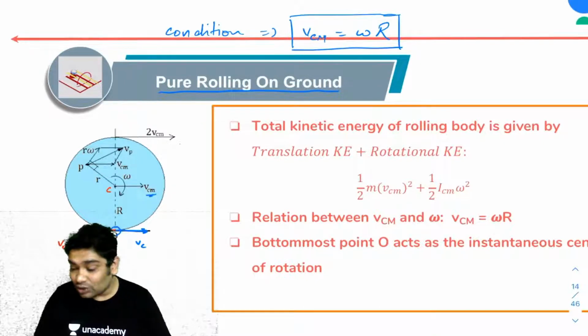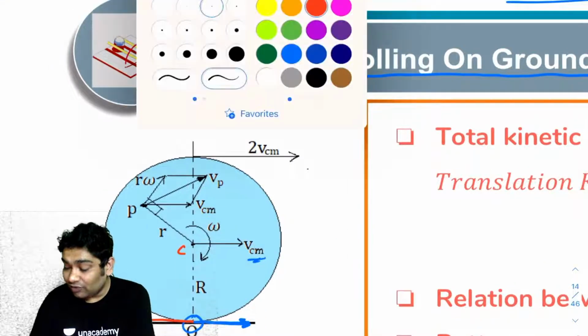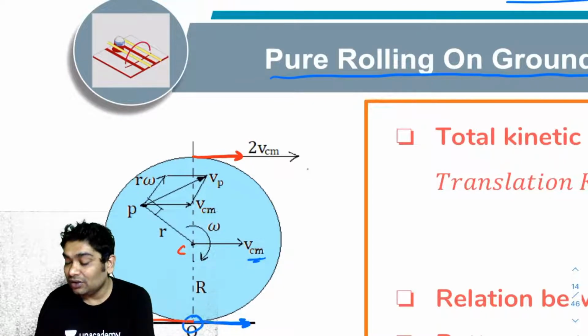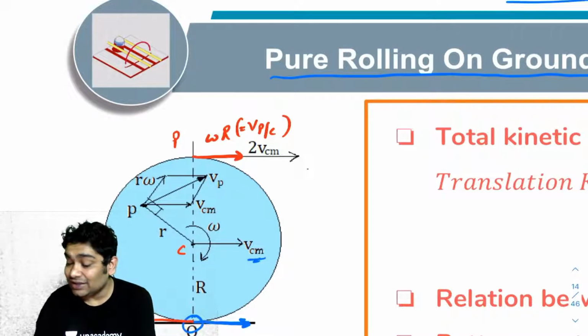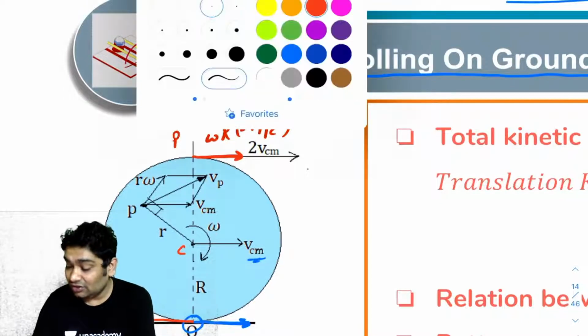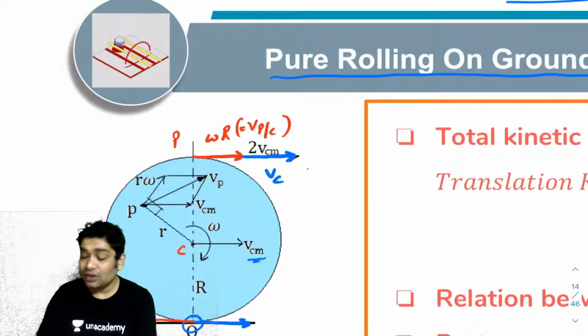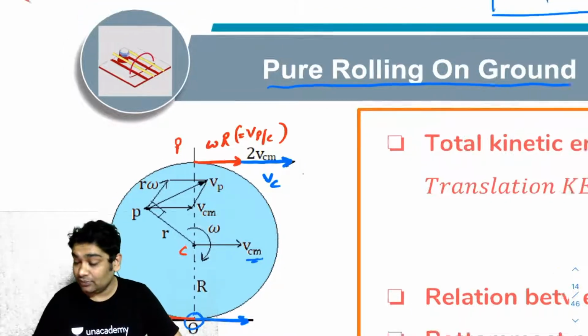You can also realize that the velocity of the topmost point with respect to CM is like this. So this is velocity of CM, which is omega R. This is velocity of, let's call this point P, velocity of P with respect to CM, and the velocity of CM itself was forward. So velocity of CM itself was V. So the net velocity of this point, the topmost point, becomes 2 VCM.